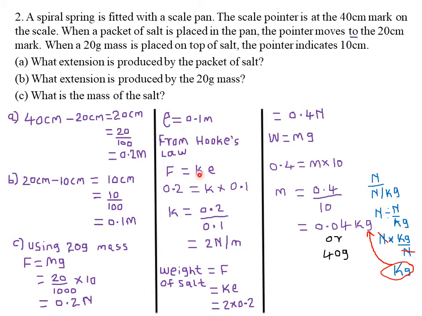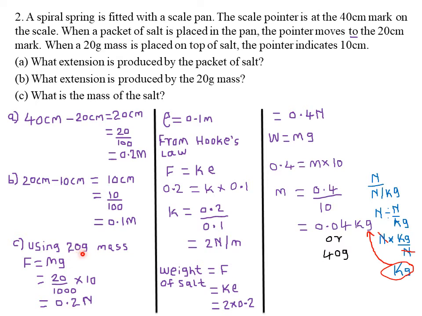So remember, we are using the values for the 20 gram mass because we have been given both the force or the mass and the extension. So that's why we are using it to find K. But if we were given the force or the weight of the packet of salt, we would actually use its extension and the packet of salt to find K. But since we are only given all values for the 20 gram mass, that is what we use to find our K.